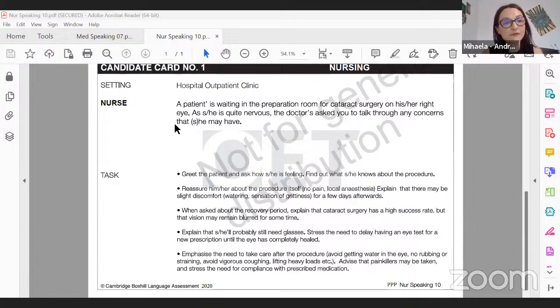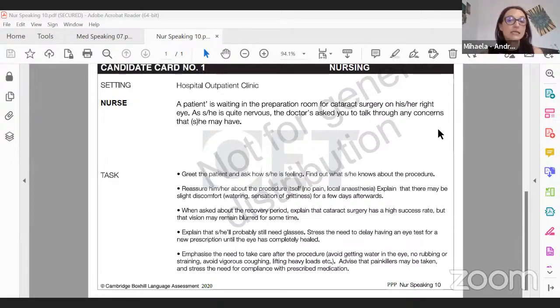You will not use this information in the conversation because you actually have to ask questions from your patient, get information from your patient in order to get this information. But this is just for the purpose of the task. So you see that you have a patient waiting in the preparation room for a cataract surgery on his eyes. He or she, well, in this case, she, because I'm the patient, is quite nervous, and you need to talk to the patient through concerns of her for the surgery.